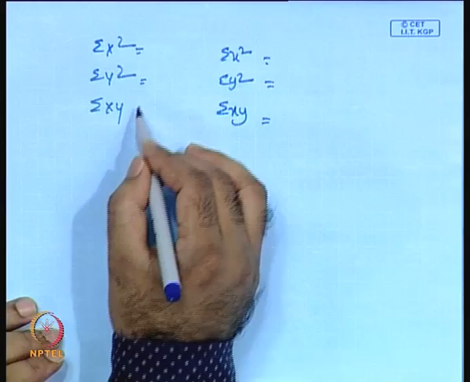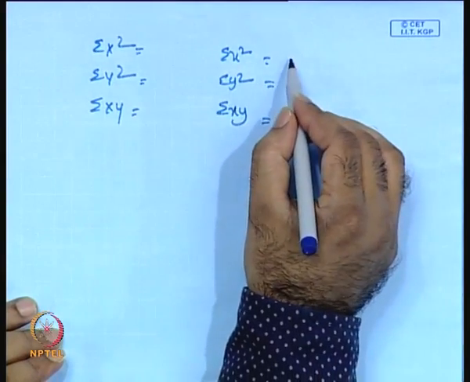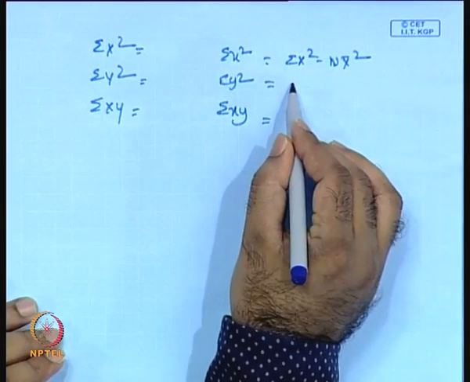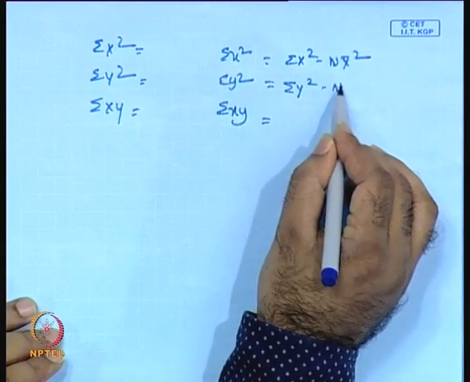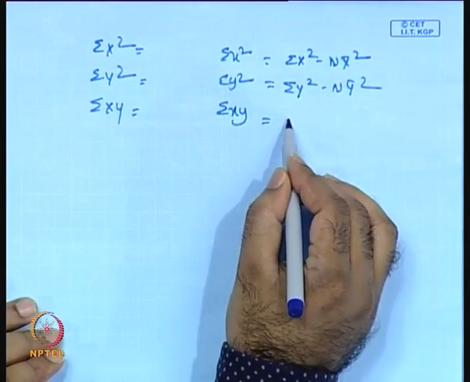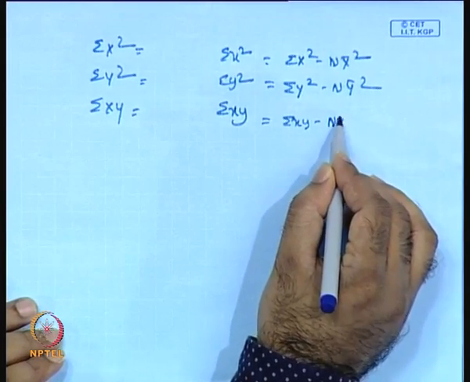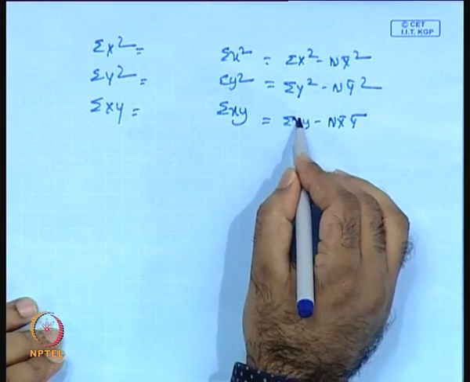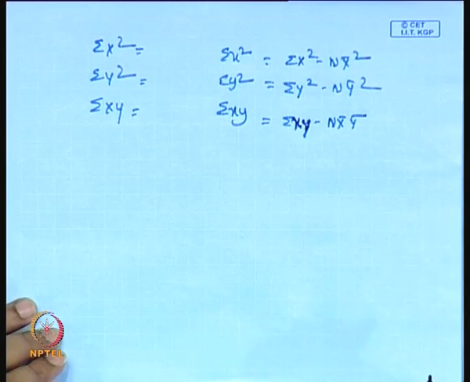So this is summation x square in capital format and these are all small format. Summation x square is summation x square minus n x bar square. Similarly this is summation y square minus n y bar squares. And this is how summation x y minus n into x bar and y bar. Summation x y minus n x bar into y bar.